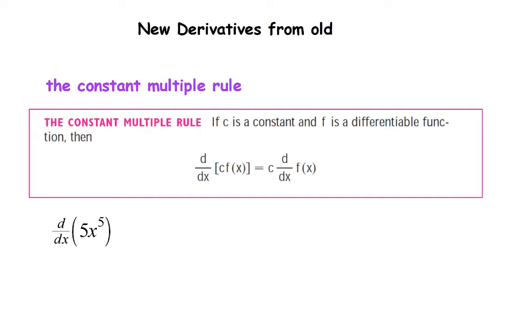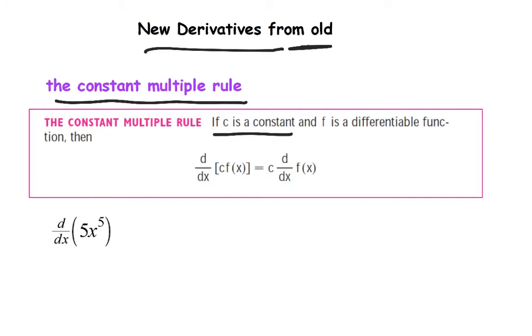Building off of that, we're going to now make some new derivatives from old. So taking a power function and building on there, we're going to use the constant multiple rule. I'm going to show you the rules and then we're going to work one. It says if c is a constant, and f is a differentiable function, remember, not every function you can find the derivative of, what we can do is just move the constant out in front and differentiate the rest of that function.